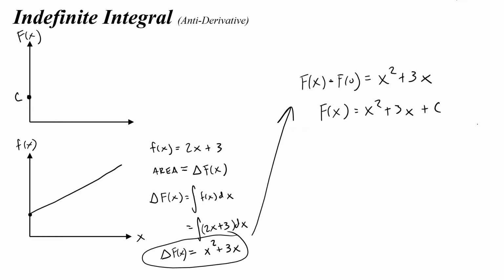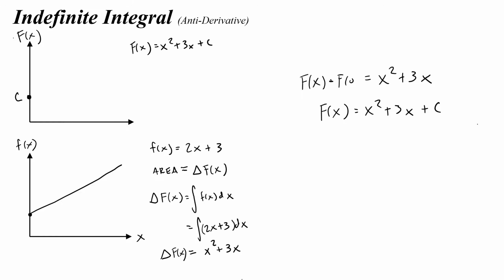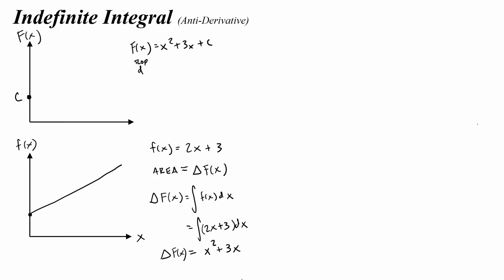So if I was to write this over here, F of x equals x squared plus 3x plus C, and then I'll get rid of all of this stuff. I should be able to take the derivative of that, which tells me about the slope, with respect to x and get my lowercase f function, which is true, because if I take the derivative of x squared plus 3x plus C, I'm going to get 2x plus 3. The C goes away because it's a constant. Okay, so that's indefinite integration.